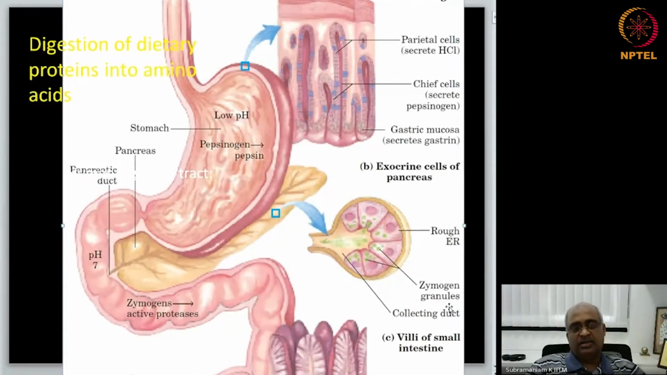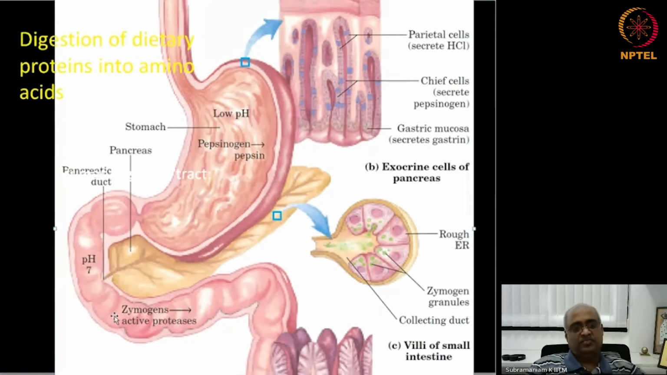Okay, and zymo is a generic word referring to an enzyme, like the way glyco refers to any carbohydrate, while gluco would refer only to glucose. So here pepsinogen refers only to pepsin's inactive version. Zymogen is a generic word for any such enzyme. So it's produced as zymogen granules, and they are secreted via the collecting duct into the intestine.